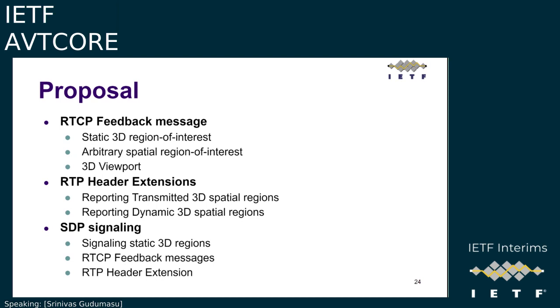This information can be transmitted using the RTP header extension for real-time transmission cases. And of course, all these capabilities need to be negotiated between the sender and the receiver using SDP. So the SDP signaling for static 3D regions needs to be done, and the RTCP feedback messages discussed earlier, and the RTP header extension formats for the above cases need to be resolved. We defined all those things in our proposal document. Can you go to the next slide, please?